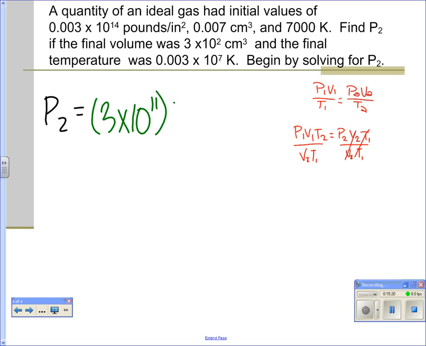Okay, she has 3 times 10 to the 11th. Do you agree with that? 7 times 10 to the negative third? 3 times 10. I think it's 4. To the 4th?